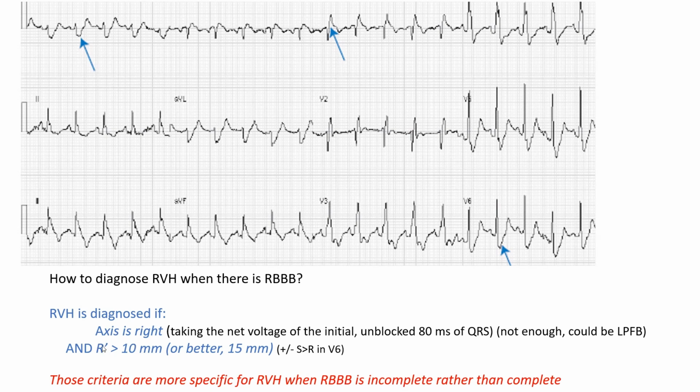So you can have right bundle with a big R prime and no RVH, purely due to conduction disease. Conversely, you can have RVH with right bundle and R prime less than 10 or 15. So again, you lose sensitivity and specificity in right bundle branch block. Most often when I see right axis, I assume it is RVH in conjunction with right bundle branch block, but I always take the clinical picture in context.